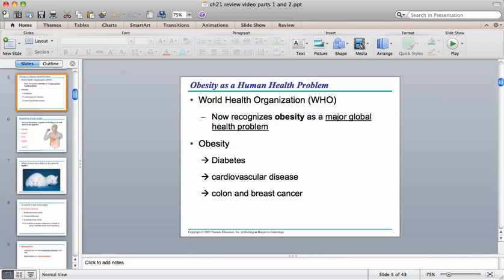Now, the World Health Organization has recognized obesity as a major health problem, and not only obesity, but obesity leads to a whole host of other health problems, including most notably the diabetes epidemic that we are seeing not only in the United States but in other parts of the world, heart disease, and then different types of cancer as well. So this is just a very short list of all the issues that obesity does cause.